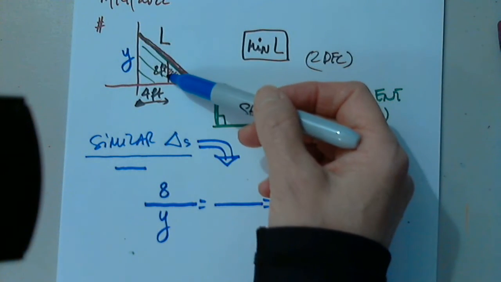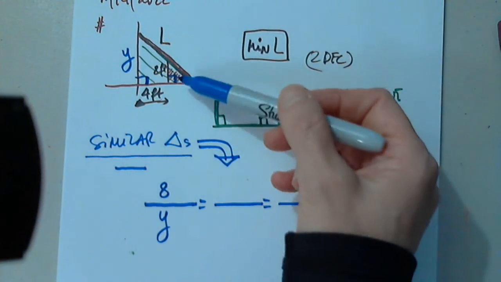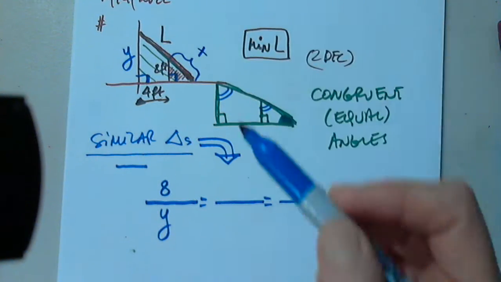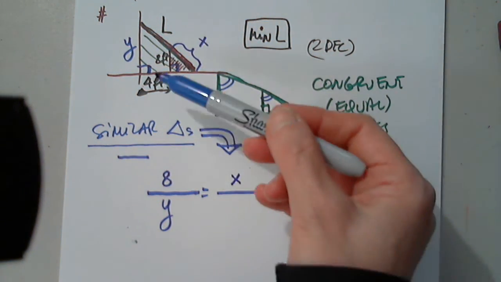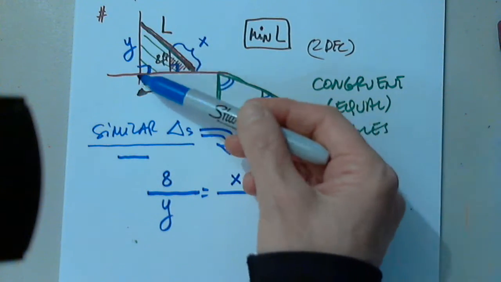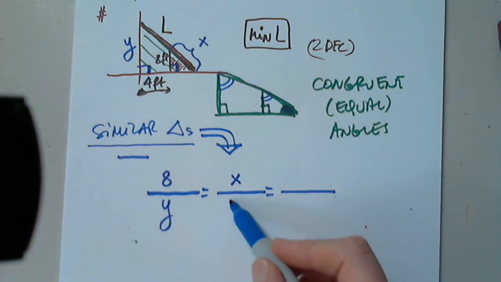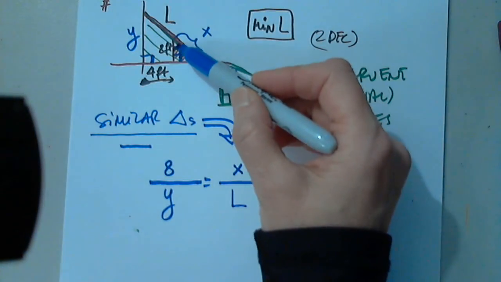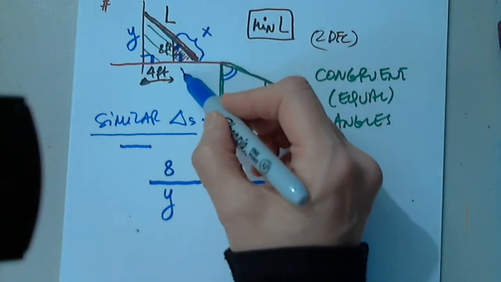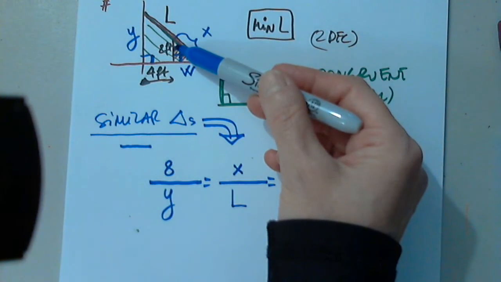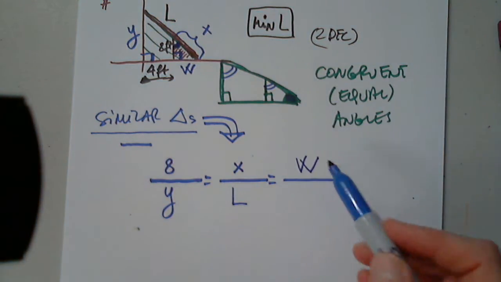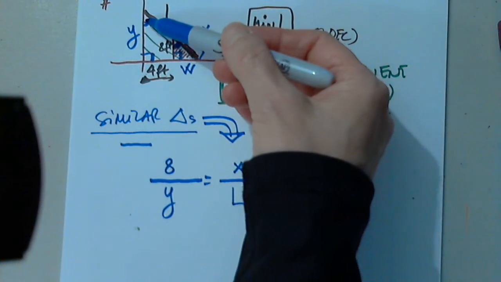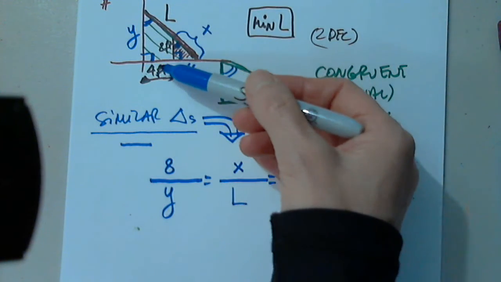Moving on. The opposite of the right angle, this, I don't know, X. The opposite of the same angle in the big triangle is L. I'm moving on. Here, I don't know. So the opposite of this angle in the small triangle is W. In the big triangle, the opposite of the same angle is 4 plus W.